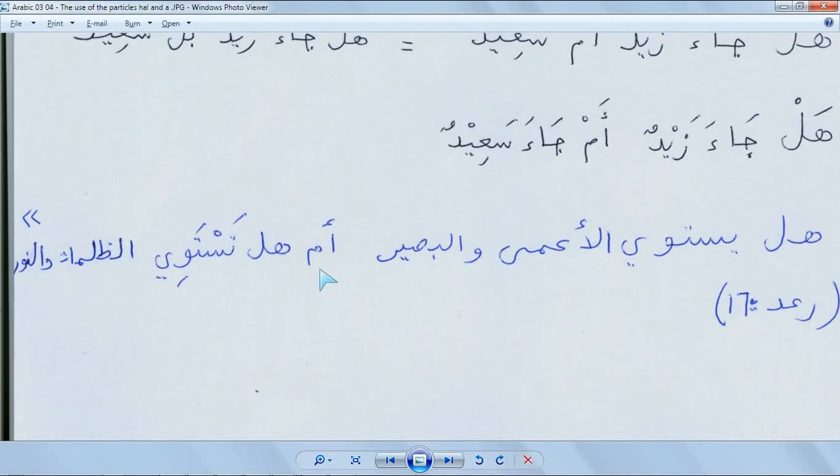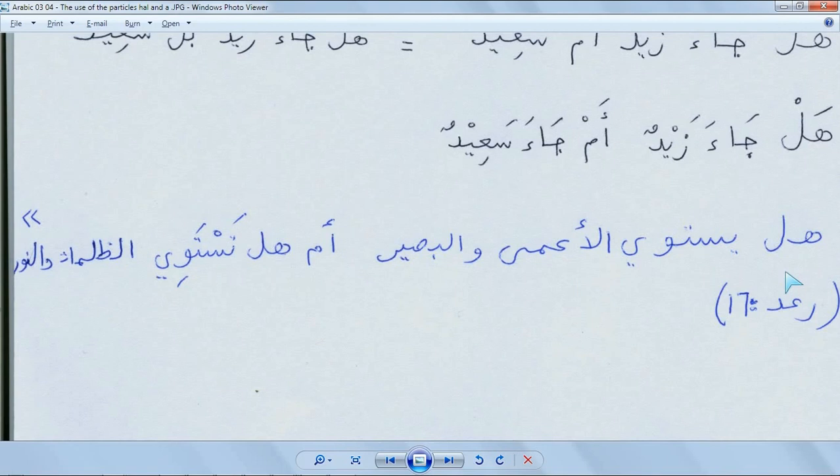And if we use the أم and we want to repeat a question and not use أم to mean that's not what I meant, i.e. bal, then you have to repeat the hal again. So if you want to say did this or that, did this happen or did that happen, using hal, you can use أم but you have to repeat the hal. So let's give an example here. This is in the Quran.